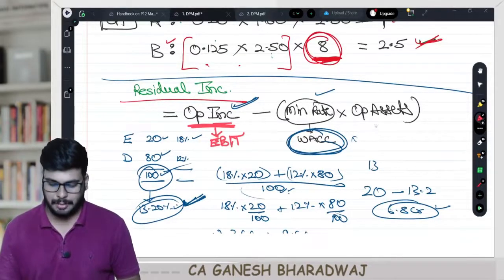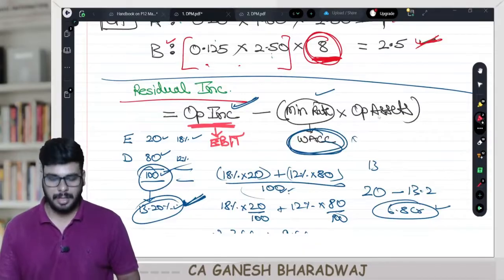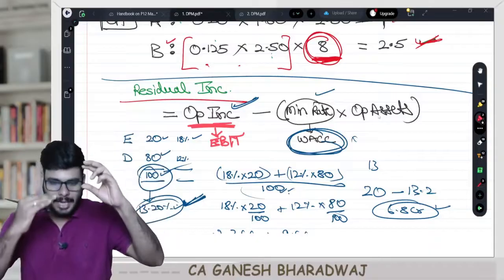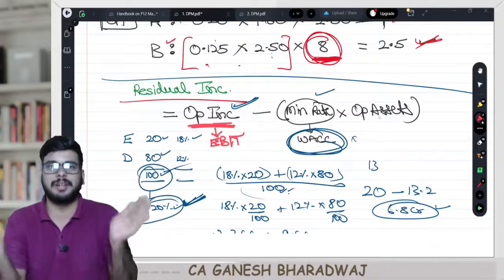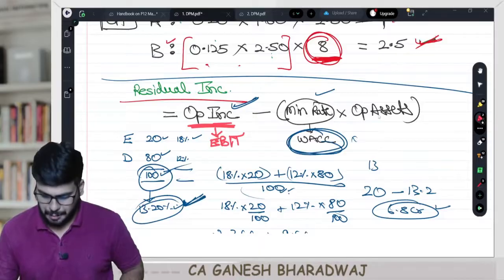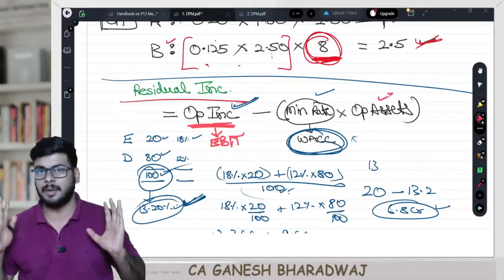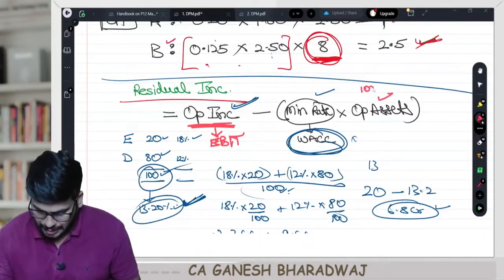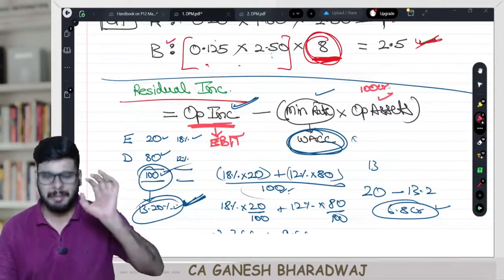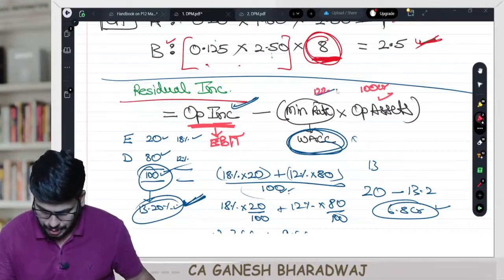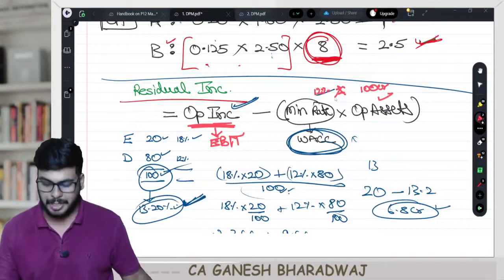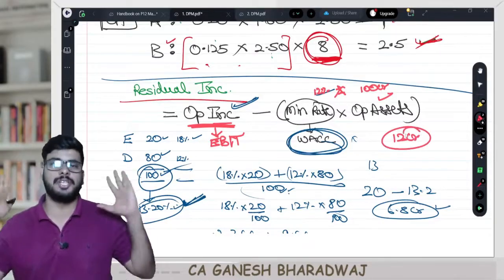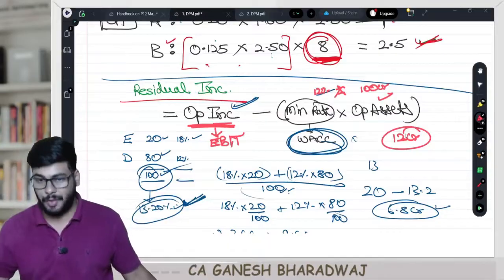Or in other words, residual income means the income earned in excess of the minimum income required to be earned. What is the minimum income required to be earned? Total assets invested in the company, multiplied by the minimum required rate of return. Let us say the company has invested 100 crores into the business. The minimum required rate of return is 12%, right? So 12% into 100 crores. The minimum required return in terms of amount is 12 crore.